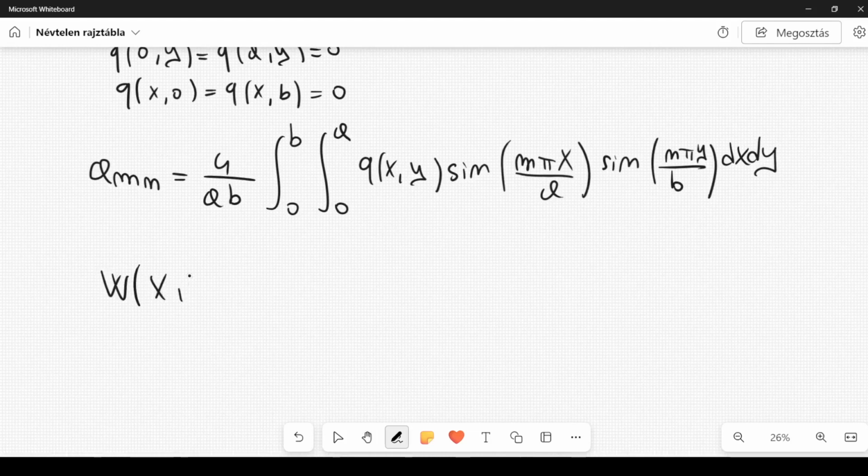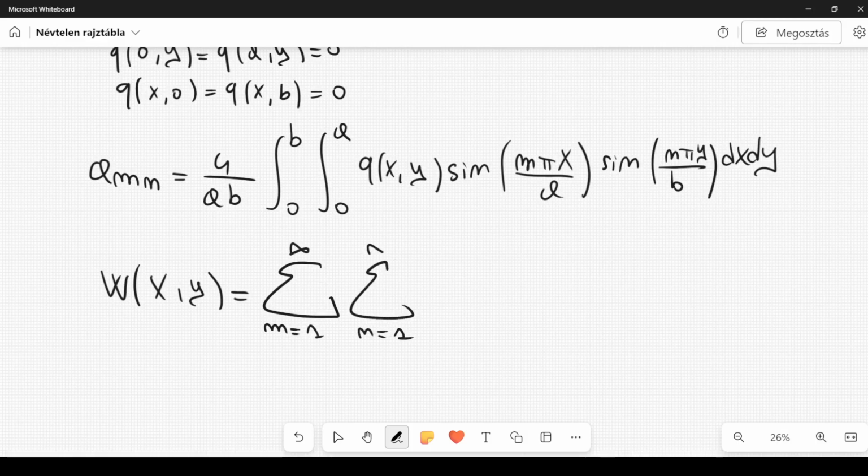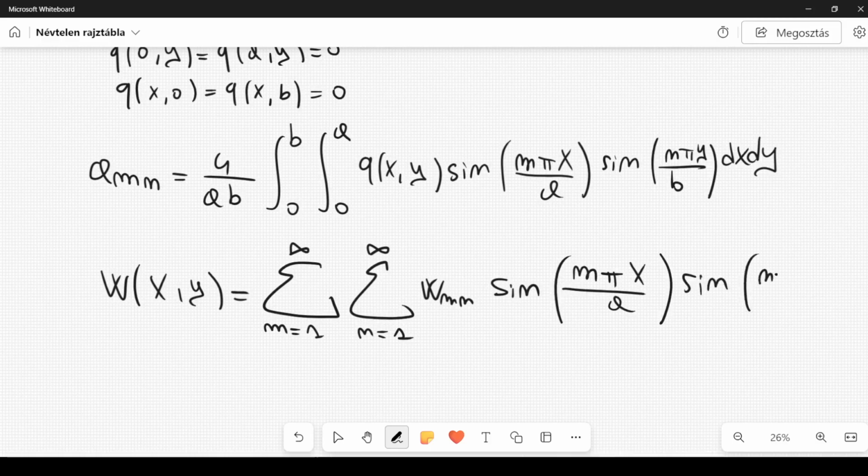We can assume that w of x and y is a similar function, so we can expand it in a Fourier series, and the expansion is very similar to the one that we used for q, sum over m from 1 to infinity, sum over n from 1 to infinity, wmn. So we have different coefficients, but the functions that we use to expand w of x and y are the same. So we have the sine of m pi x over a and the sine of n pi y over b, like this.